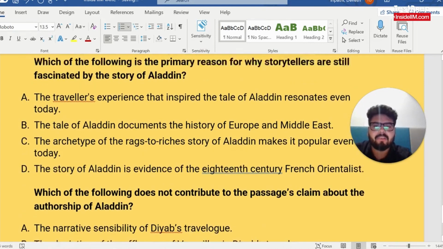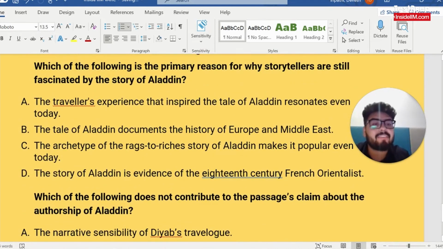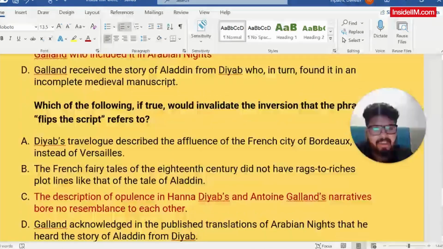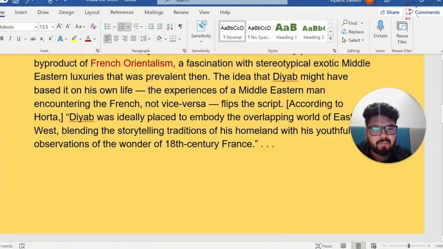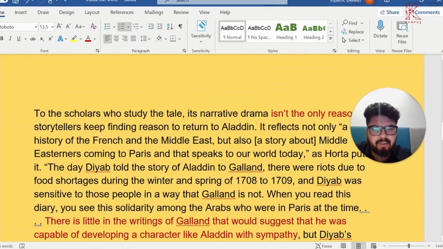Which of the following is the primary reason for why storytellers are still fascinated by the story of Aladdin? Now, this is again a local question. When I say local, it is based on the passage. It's not based on the central idea or theme of the passage.